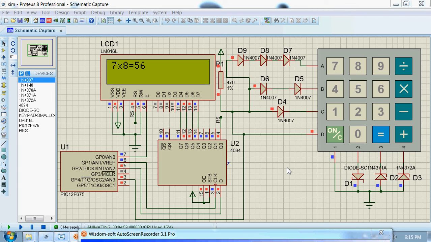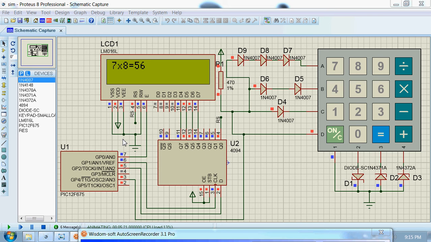Hi guys, this video shows a simple calculator project implementation for PIC12F675 microcontroller. This is a simple one-digit calculator which implements only four functions: addition, subtraction, multiplication, and division. The code for PIC microcontroller is written in C language using MPLAB with high-tech C compiler.